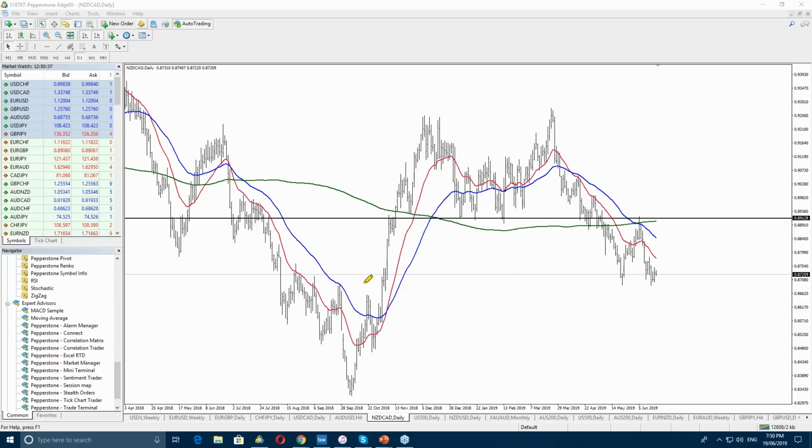So what you want to do with your trading system is you want to use moving averages or any indicator alongside other reasons to be in the trade. So I've got here the New Zealand CAD, and it's a little bit different to, I guess, the traditional currencies you may be looking at.